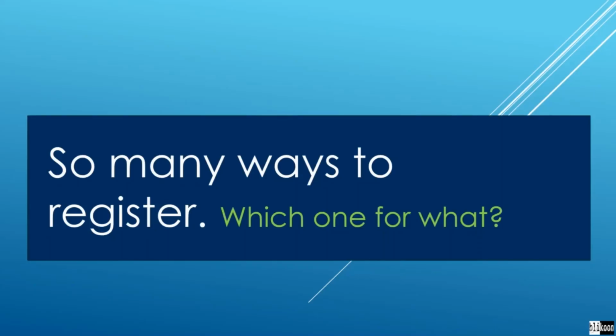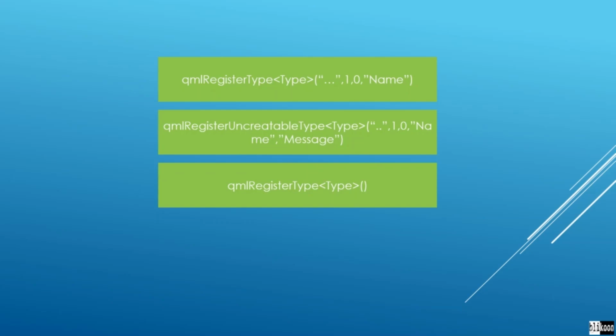In this lecture, we're going to try and sift through the different ways we showed to register your C++ type for use in Qt Quick. These are the different ways we saw so far. You can say QML register type and pass in all the information. QML register uncreatable type allows you to register types you cannot instantiate in QML, but QML register type without parameters inside also registers a type you cannot instantiate in QML. We're going to try and talk about the differences between these two.